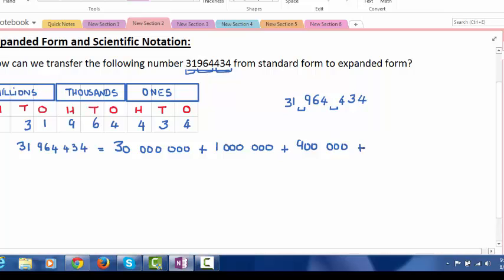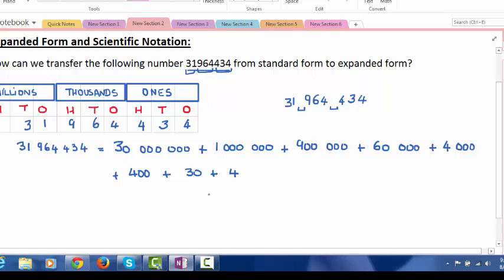Plus, I have 6 under the 10, that means 60,000. Plus, I have 4 under the 1, that means 4,000 only. Again, I'm trying to respect the space. Plus, I have 400, easy now, plus I have 3 under the 10, that means 30, plus I have only 4 under the 1, that means 4. This is how we can write it in expanded form.